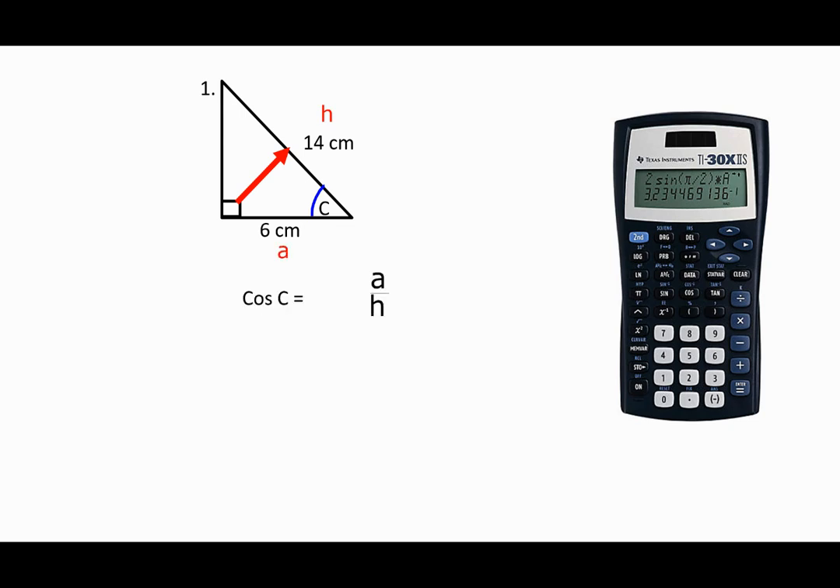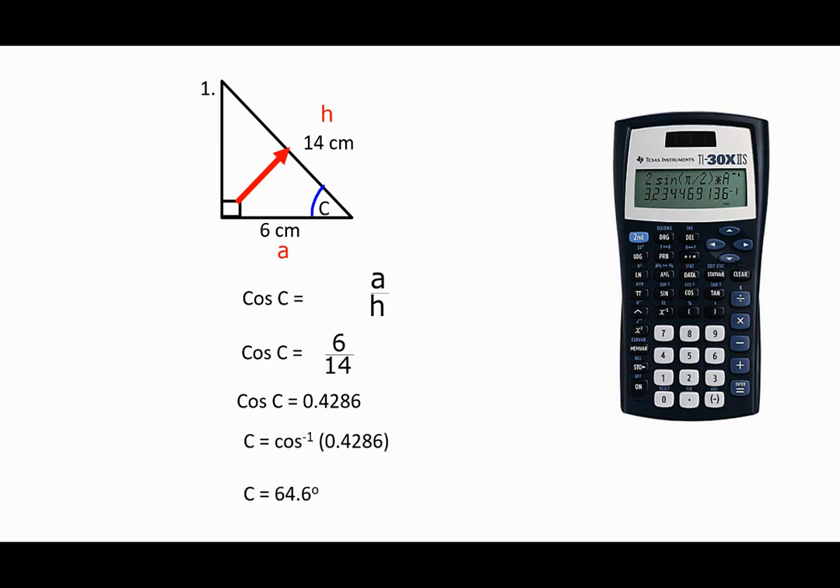We have the cosine of whatever the measurement of angle C is, the adjacent over the hypotenuse. We plug in those values, and then 6 divided by 14 in our calculator will give us 0.4286. Do you have to do 4 decimal places? No, but the more decimal places you use, the more accurate it is.